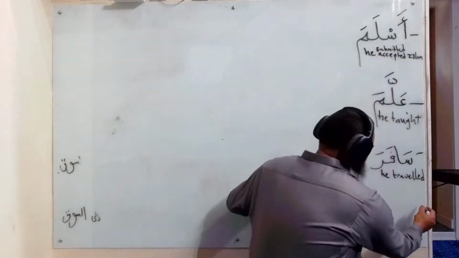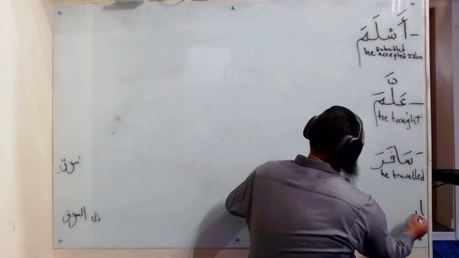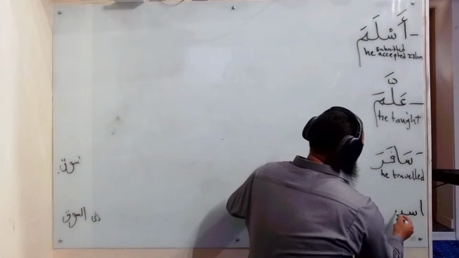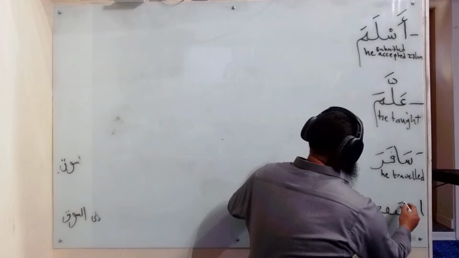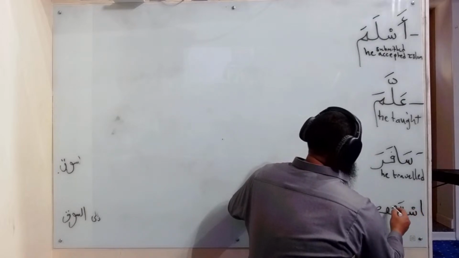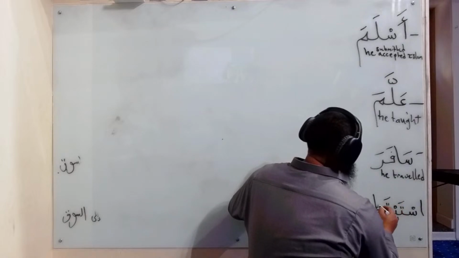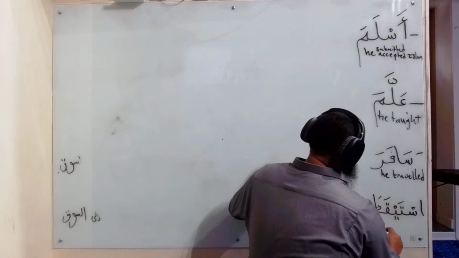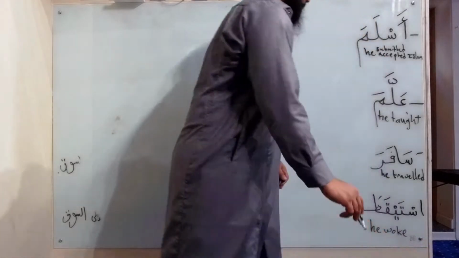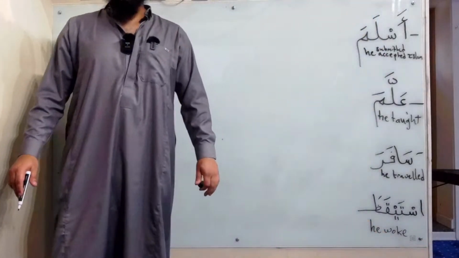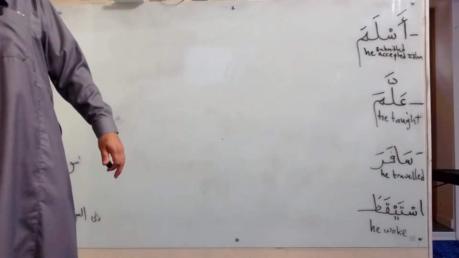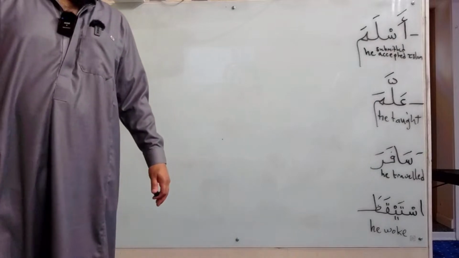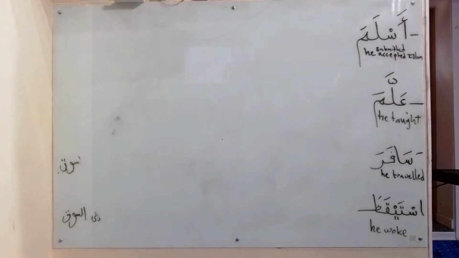Now we take one more. Istayqadha. What's the meaning of istayqadha? Right? He woke. He woke. Right? How many letters do we get there? 6. Right? 6 letters.